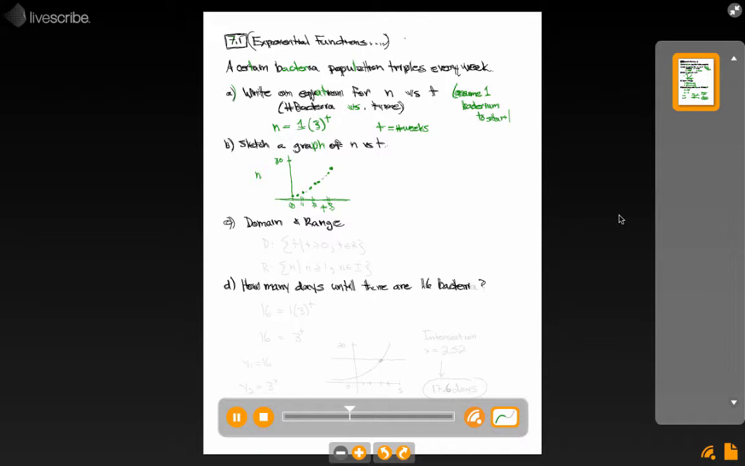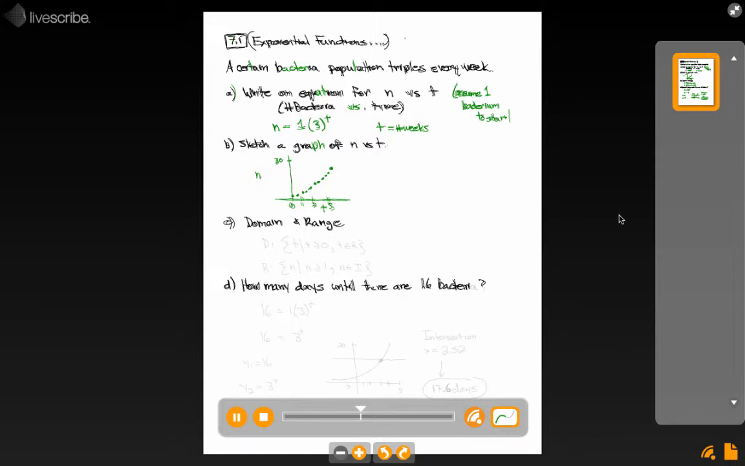So we would have numbers in between, 1 and 3 and 3 and 9. And so we would have dots in here, and the overall shape would be that of an exponential curve, but it would not be a continuous line. So that's emphasized down here below in the next question, which says, tell me what the domain and range are for this.